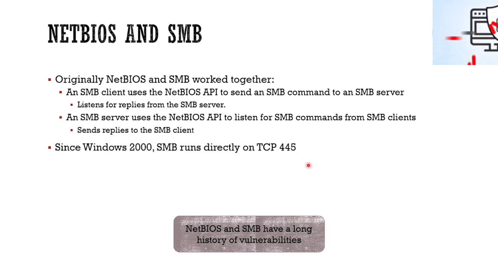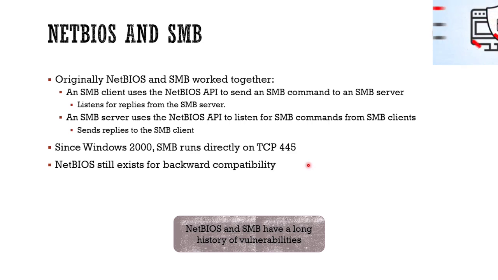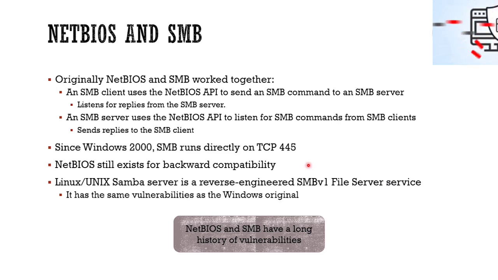In the Linux-Unix world, they decided to reverse engineer SMB version 1, the file server service, and call it Samba. How cute, Samba, SMB. So when you see the Samba service on a Linux or a Unix machine, it's acting like a Microsoft file and print server using SMB version 1. And NetBIOS and SMB have a long history of vulnerabilities, which means vulnerabilities that would affect a Microsoft file and print server will also affect a Linux or Unix machine running the Samba service. So that's pretty darn cool.